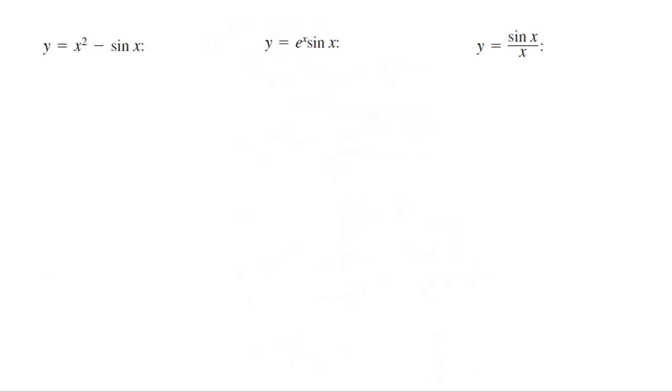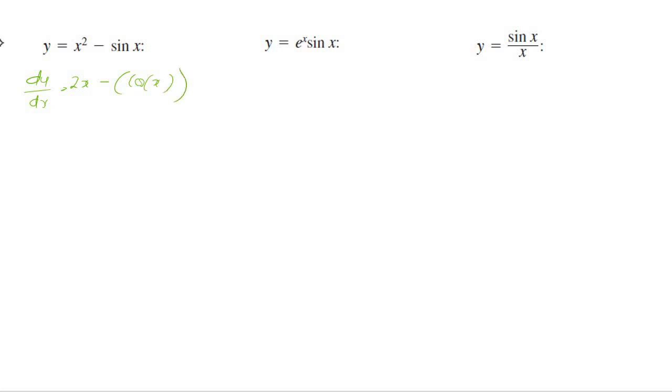Let's do a few more examples. If y is equal to x squared minus sin x, dy over dx is equal to 2x. When you differentiate this function, you get 2x, and minus sin x. When you differentiate sin x, you get cos x.